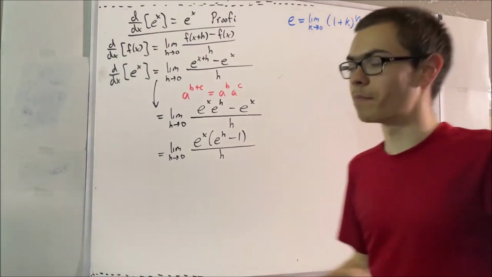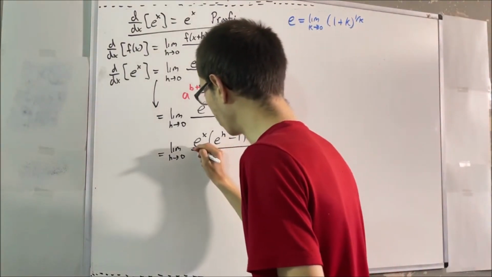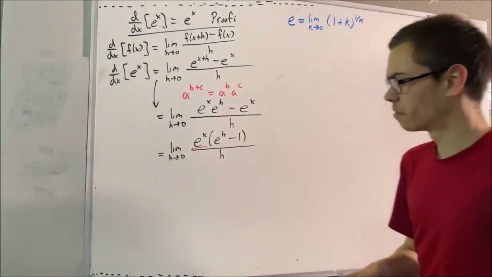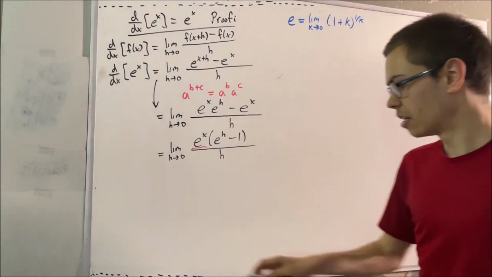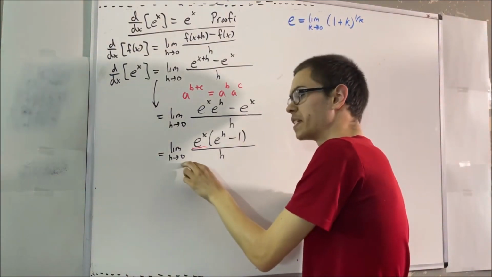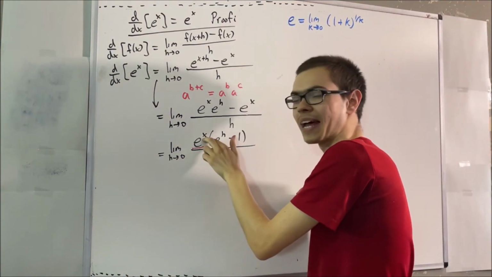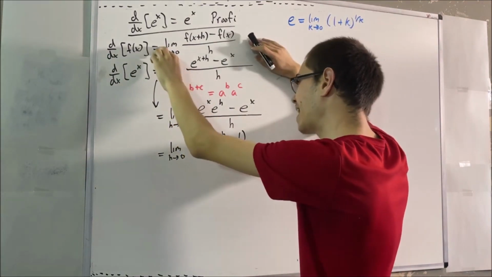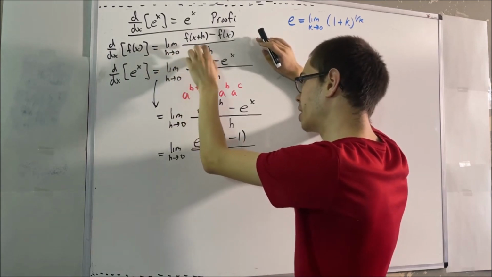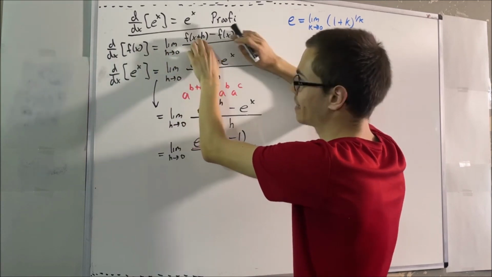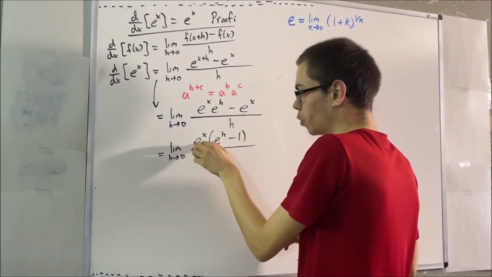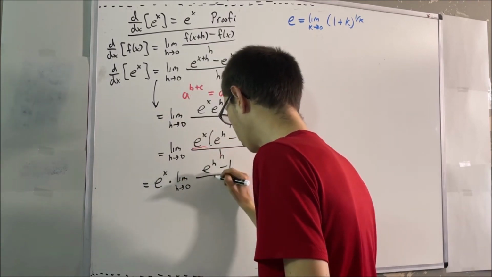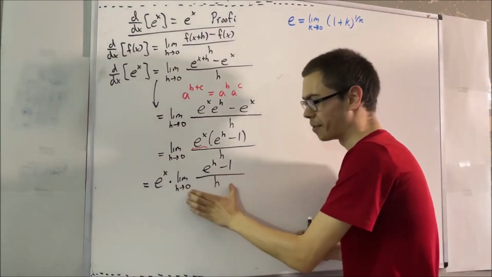Now this next step may seem a little weird, but what we're going to do is pull the e to the x outside of the limit. But why are we allowed to do that? The reason why is because in the definition of a derivative, when we take the limit as h approaches 0, it's just h approaching 0. Nothing's happening to x. And so because of that, we can pull the e to the x outside of the limit. So now, this is the limit that we have to evaluate.